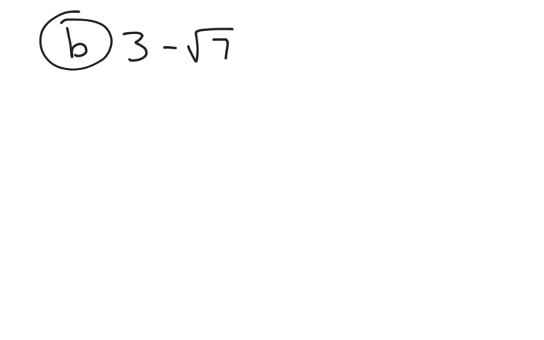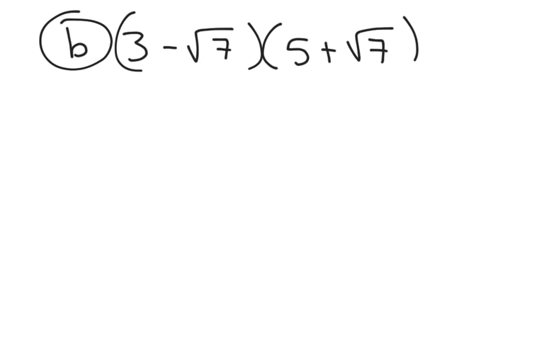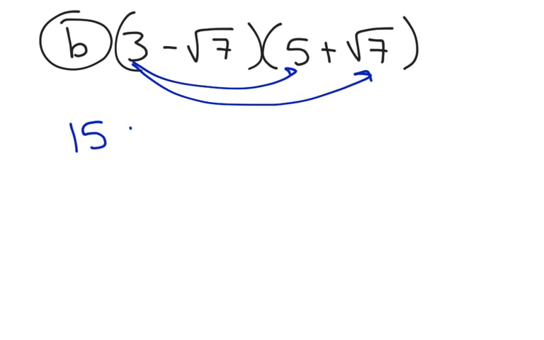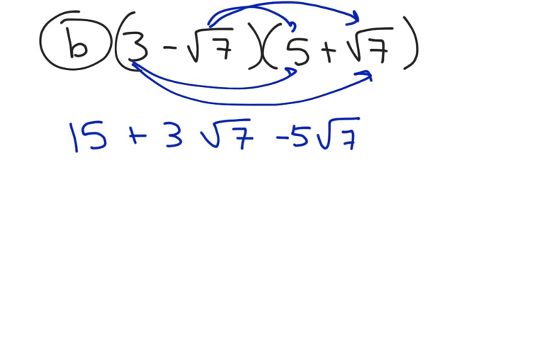Alright, we're going to try this again. 3 minus the square root of 7 times 5 plus the square root of 7. So we're going to FOIL. I'm going to start by distributing these. 15 plus 3 the square root of 7. Now I'm going to distribute this. Watch that negative. It's going to be negative 5 the square root of 7 minus the square root of 49.